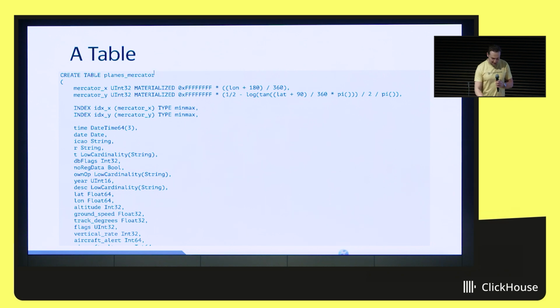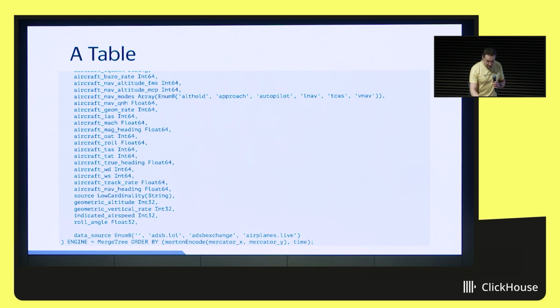And also, I use the data type UInt32 because it will just represent an integer grid inside this Mercator projection. And I have two indexes of type min-max, on one coordinate and on another coordinate. So hopefully, when I just draw a square on a map, these indexes will be able to locate this data. But the most interesting part is here. How do I order this table? Do you see it? Order by.